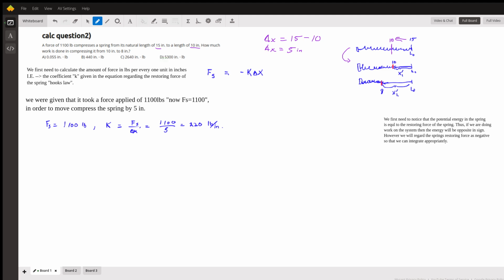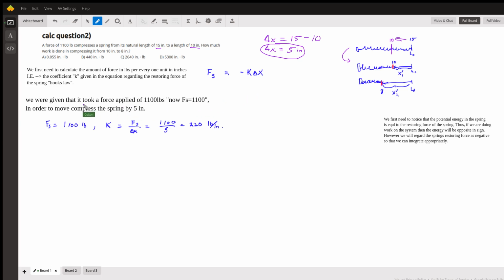Well, initially they say it took 1,100 pounds again to force that spring from, you could say at rest here at L0, all the way down to 10. So it traversed a change in x of 5 inches. And we're going to need that for Hooke's law here because we need the constant k in our setup for our integral. We're not going to mess with the negative signs here. We're just going to integrate using appropriate limits of integration.